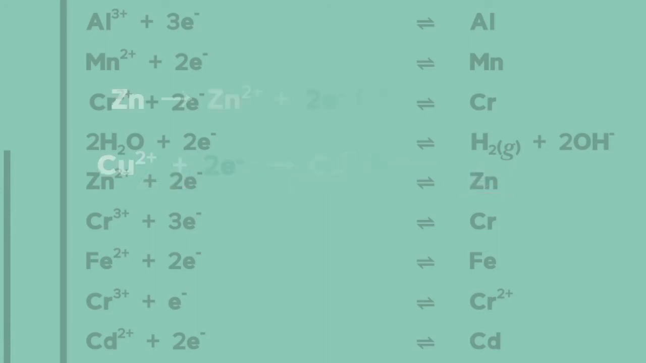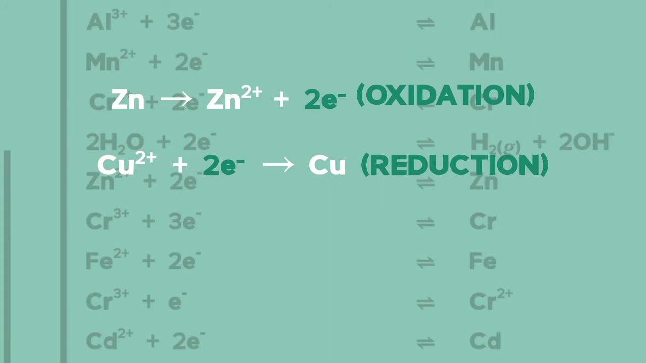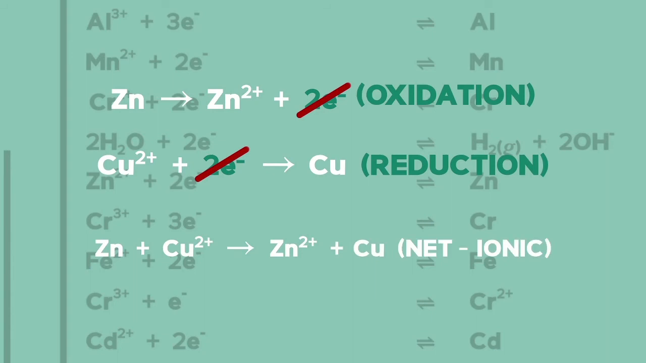Step 4 is to balance the electrons and combine the reactions into a net ionic reaction. Luckily, this reaction already has 2 electrons on each side, and this means that we can cancel the electrons and add each side together.